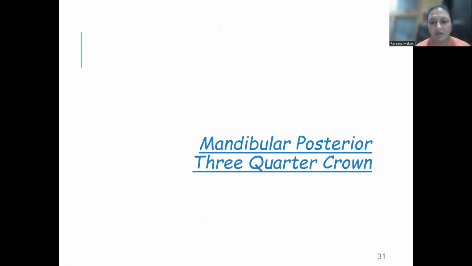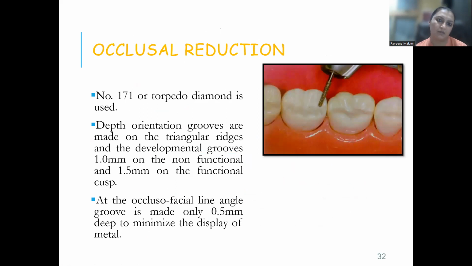Now, the mandibular posterior 3/4 crown. Again, first of all, we will start with the occlusal reduction. Number 171 or torpedo diamond is used for occlusal reduction. Depth orientation grooves are made on the triangular ridges and the developmental grooves, 1 millimeter on the non-functional cusp, that is the lingual cusp of the mandibular posterior, and 1.5 mm on the functional cusp. Functional cusp is the buccal cusp.